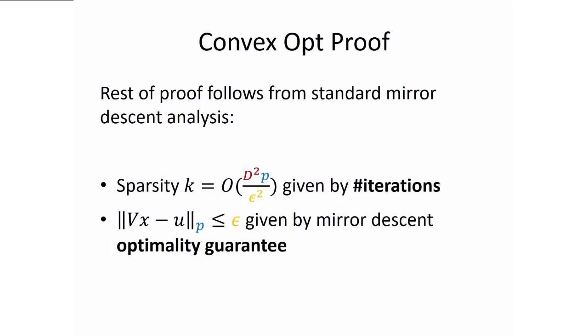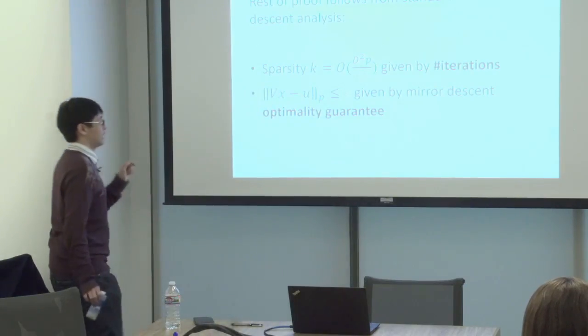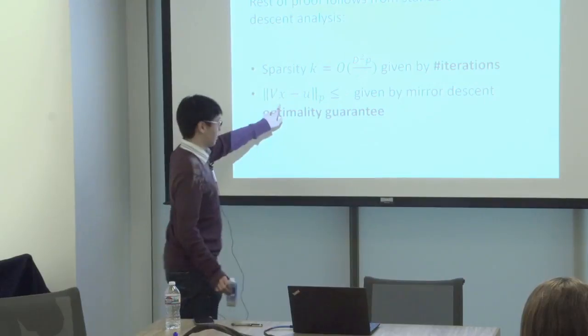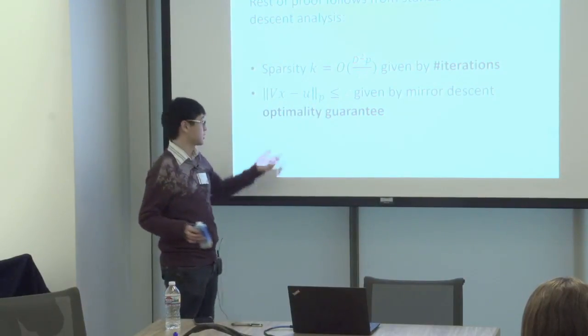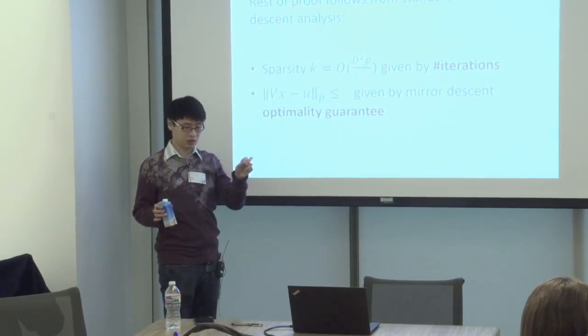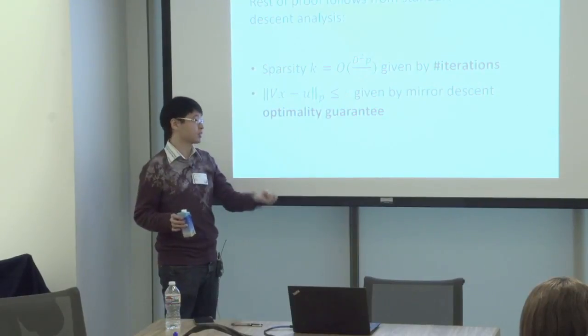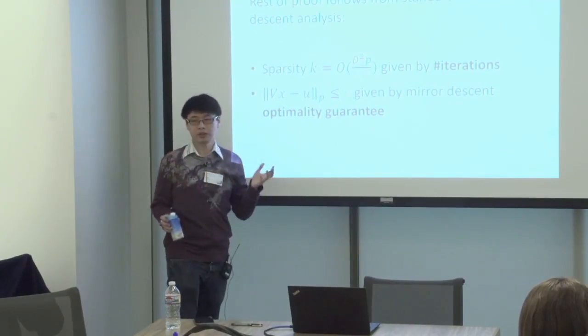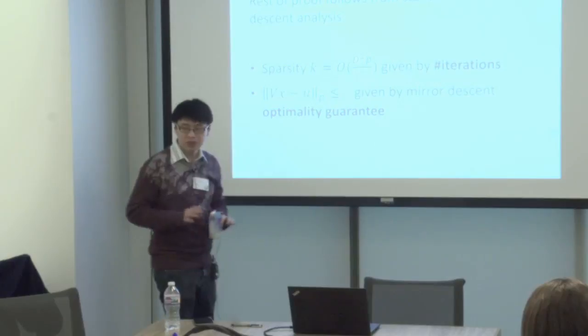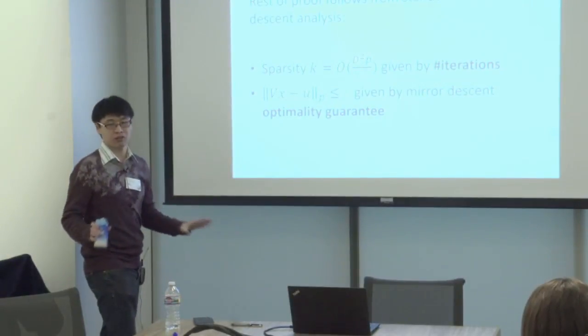I won't have time to go into the math, but if you just write out your standard mirror descent guarantee, you can get the sparsity from the number of iterations. And you can get our requirement that this U is close to a sparse convex combination by the optimality guarantee. Nothing fancy, it's all straightforward computation.